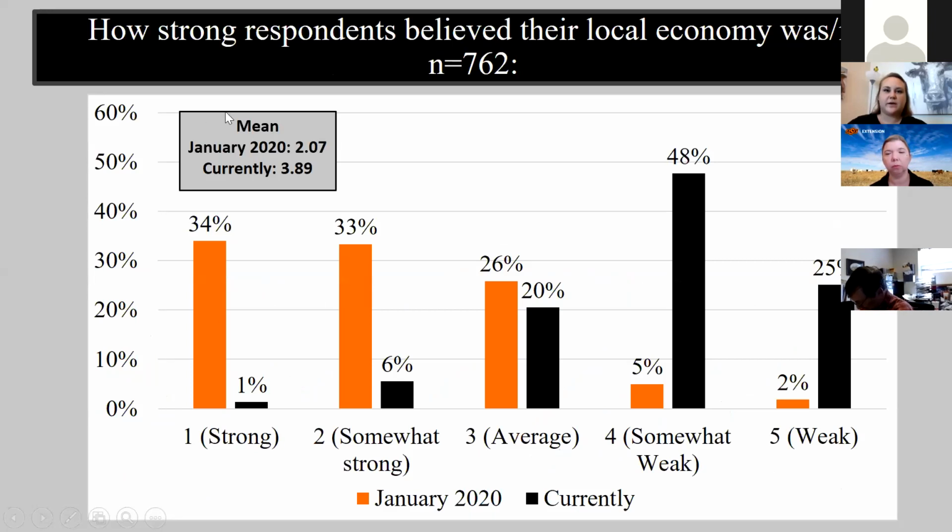So one of the first questions that we asked respondents was how strong they felt their local economy was in January of 2020 and how strong they thought it was currently. And this was on a scale from 1 being strong and 5 being weak. So what you really see here in this full sample is a shift from I think my economy is strong to somewhat strong to I think my local economy is somewhat weak to weak in response to COVID. So a lot of people felt that COVID affected the economy. That's unsurprising considering how many businesses were shut down or impacted or had to change their marketing strategies in response to COVID and the new rules.